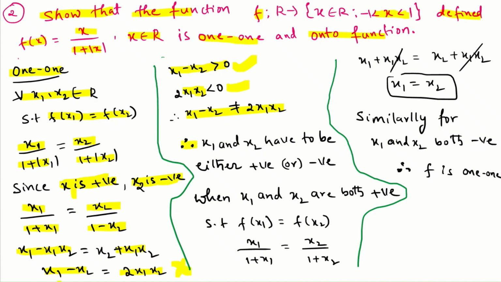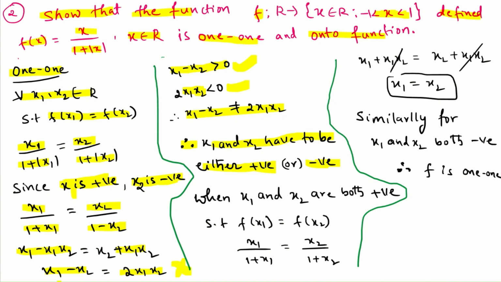Now, the second case I will take is x1 and x2 both either positive or negative. Both should be either positive or negative. Then only we can clearly define.